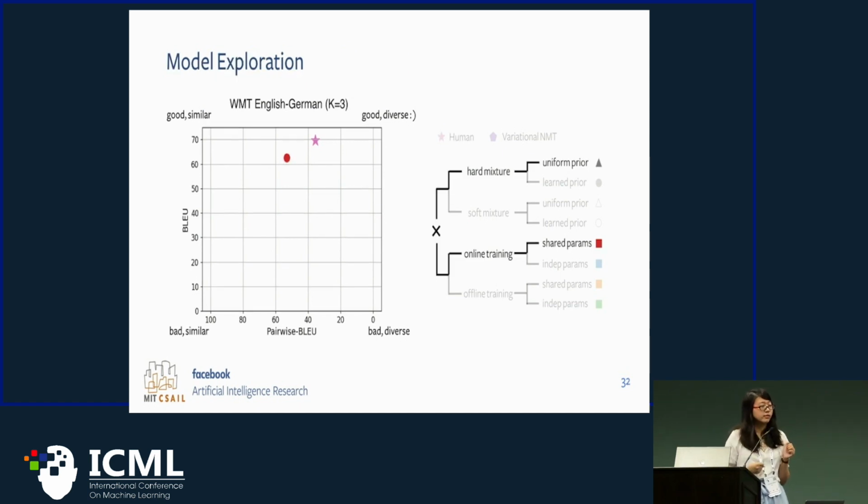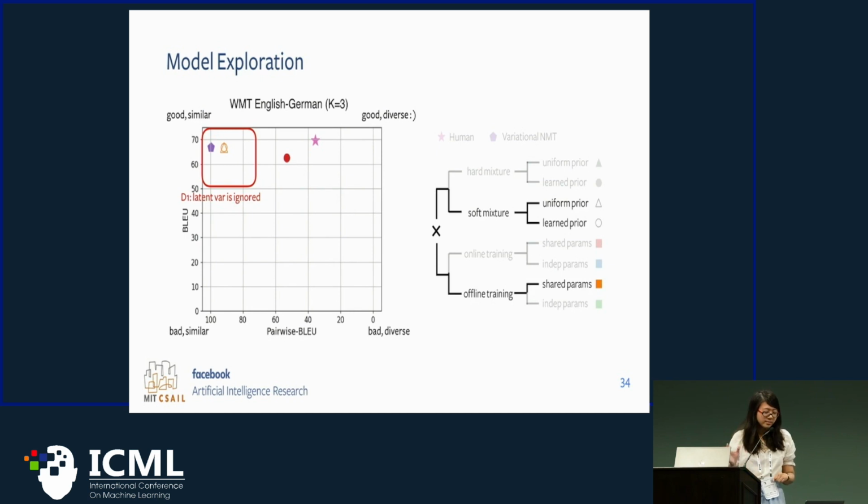The hard mixture model we introduced earlier achieves very good performance close to human. The variational NMT model, however, has pairwise BLEU 100, indicating its latent variable is totally ignored. Also suffering from this type of degeneracy are the softer mixture models with offline training schedule and shared parameterization. So slow evolution combined with little capacity to differentiate is not a good choice, especially when your training objective is the soft mixture, which doesn't explicitly encourage diversity.